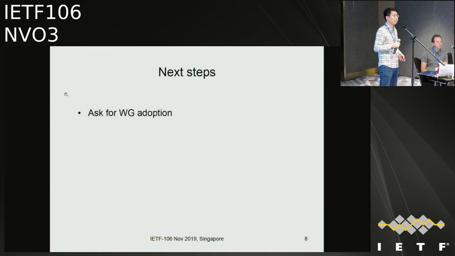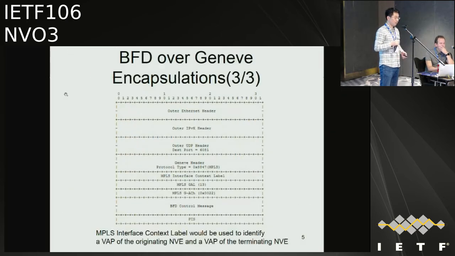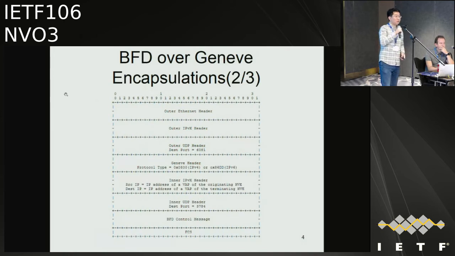Sam Aldrin. I have a question: why do you need those three types? This is BFD for Geneve, right? The second option is good enough. Why do you have to come up with another? Either you're not clear what the right one is, or you cannot make up your mind?